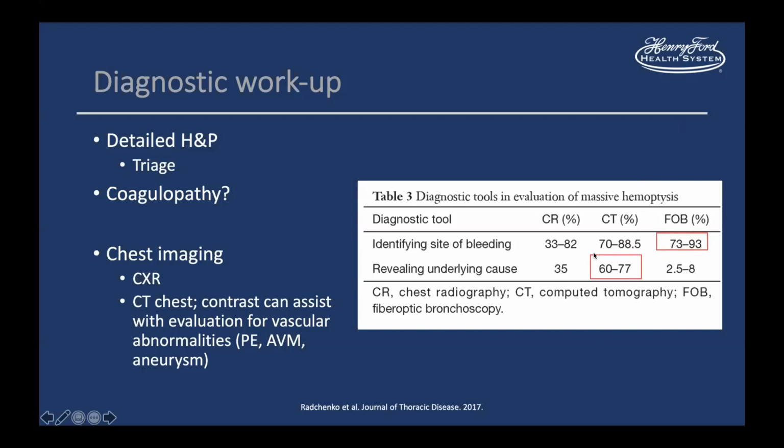With CT being better at revealing the underlying cause, because you can obviously look at your parenchyma, and it's still pretty good at identifying the site. However, bronchoscopy is a little bit better. When you do get a CT, contrast is helpful if the patient's kidney function can tolerate it, because it allows you to look for vascular abnormalities that could be the cause.